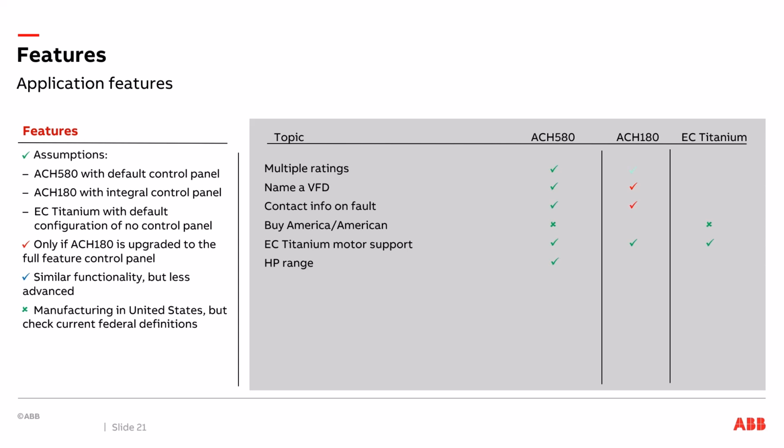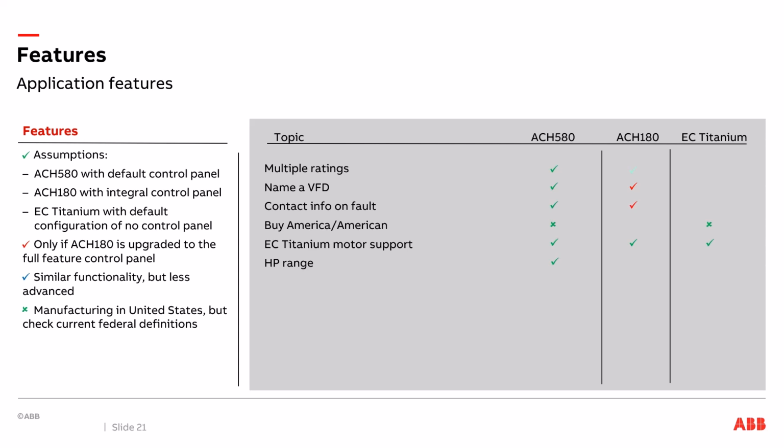ACH180, that's made offshore and comes to the U.S. from overseas, so that one's not going to meet any kind of Buy America or Buy American clause. As far as running EC Titanium motors, I just put that in there as a reminder. The EC Titanium motor only is a special, unique motor. Obviously, the EC Titanium with the integral motor drive has the right algorithms to run that motor. So does the 180 and the 580.